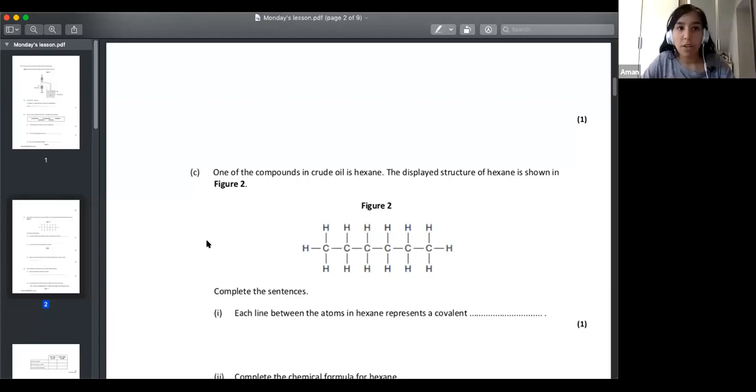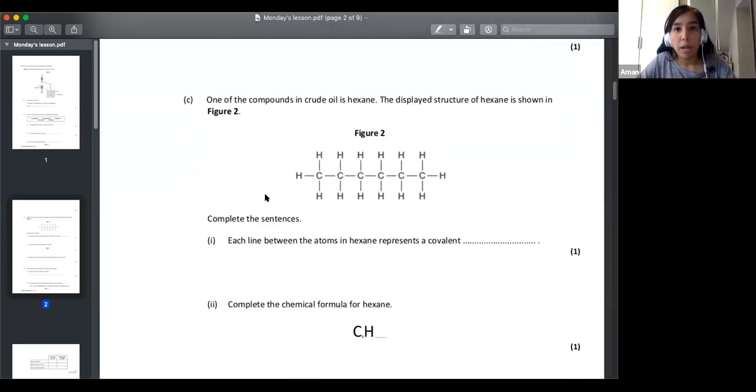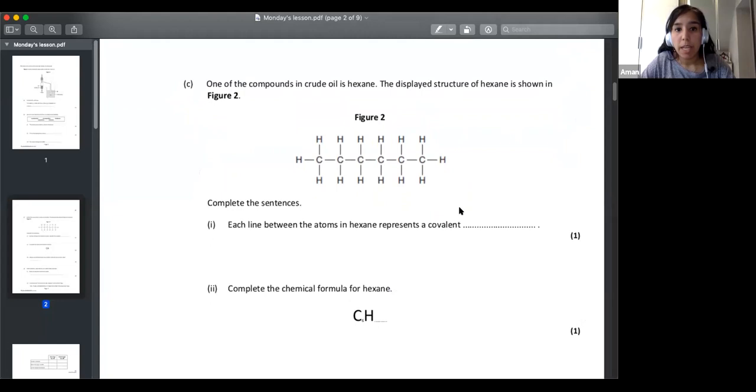Okay, so hopefully now you can see the second question on the screen. So one of the compounds in crude oil is hexane. The displayed structure of hexane is shown in figure 2. Each line between the atoms in hexane represents a covalent what? Bond. Yep, excellent.